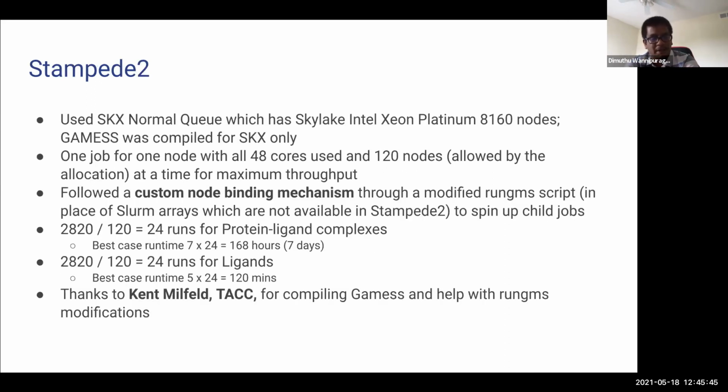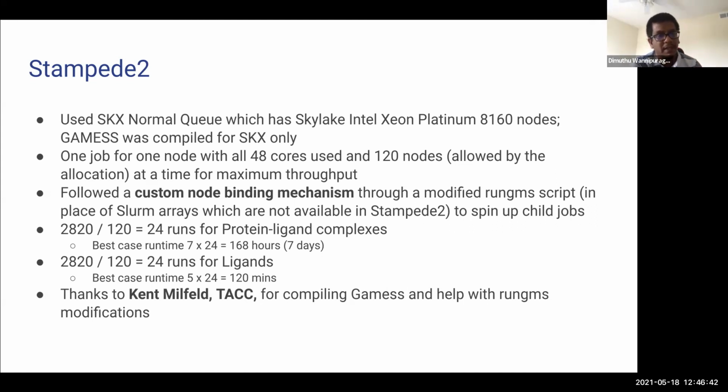Once we had set up the entire platform, we moved to Stampede 2, which contains high performing nodes. Luckily, we got access to the SKX normal queue, which contains Skylake Intel nodes with 48 cores per node, and we got access to 120 nodes. We're really thankful to Kent Milfeld from the TACC team, and I think he's on the call as well. I'm taking this chance to thank him for providing us this facility, and he worked with us to get the resources and make custom modifications to scale the jobs on the Stampede 2 side.